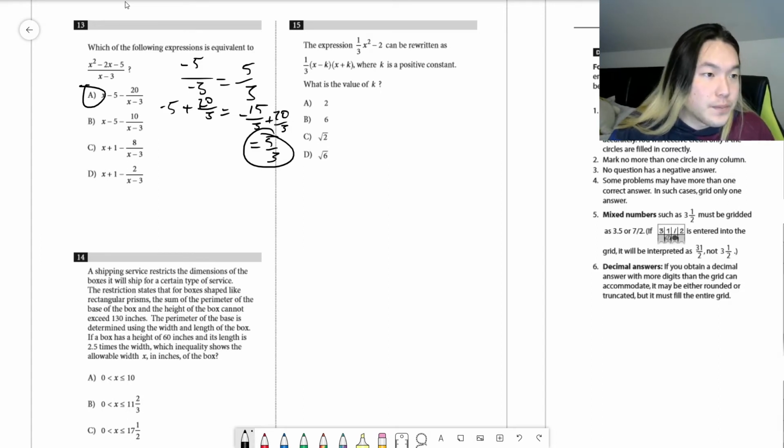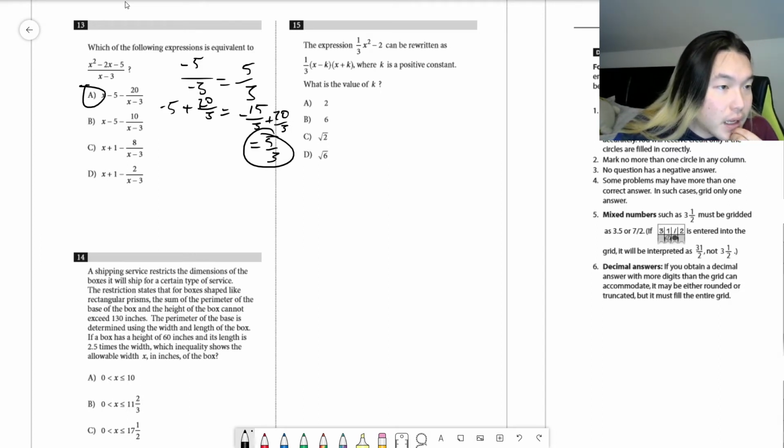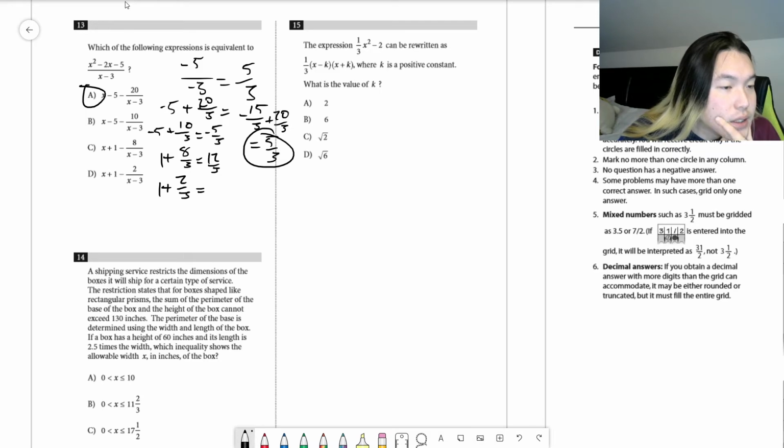if we plug in 0. So here we would have a 0 minus 5 again, but this time we have plus 10/3. So this would be equal to -5/3. Close, but not quite. For this one we would have 1 plus 8/3. So this would be equal to 12/3. Nope. This one would be 1 plus 2/3. Oh, this one is actually also equal to 5/3. What to do?